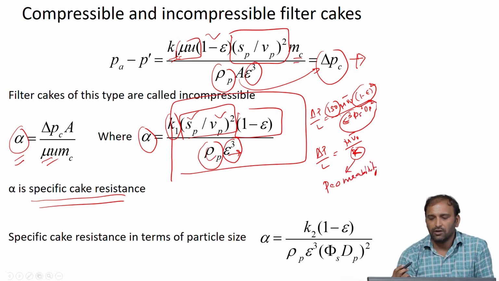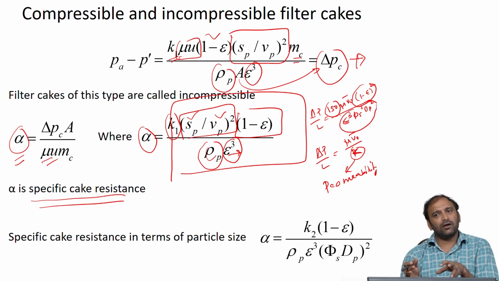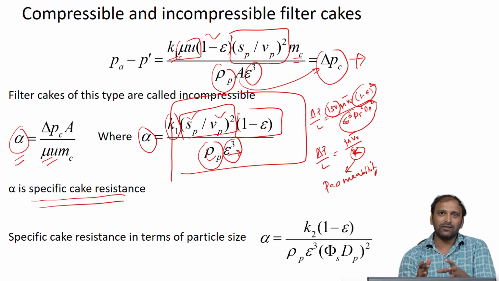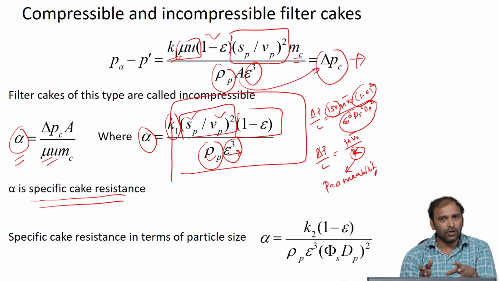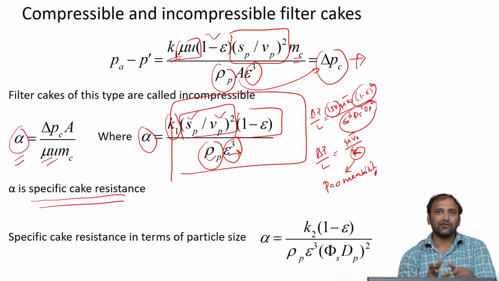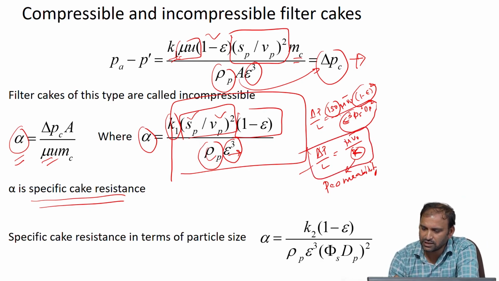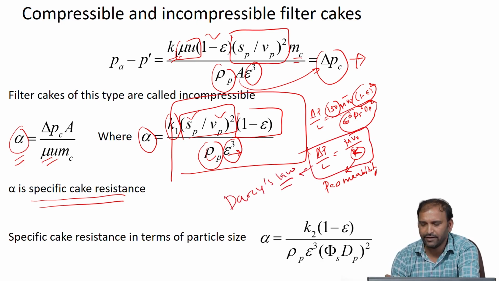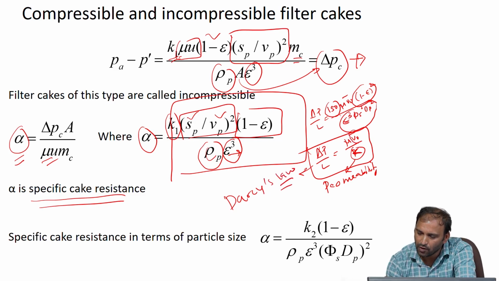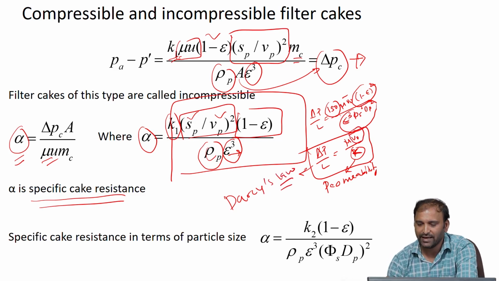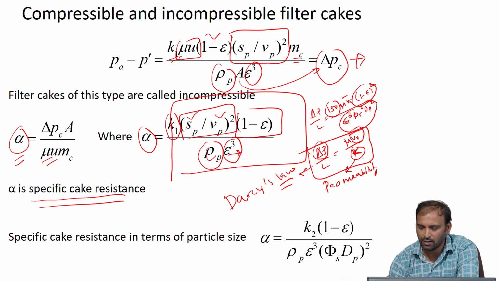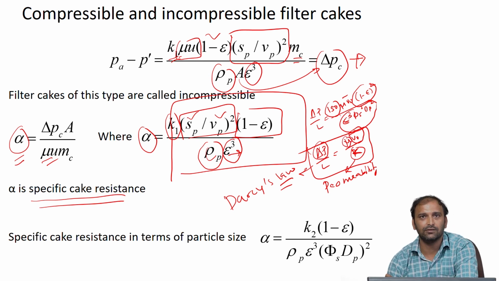K is what is called permeability, which basically tells you, one way to think about it, how permeable the packed bed is for the flow of fluid. If you look at this expression, this is what is called Darcy's law, which essentially states that the superficial velocity is directly proportional to the pressure drop across the bed, and inversely proportional to the viscosity.